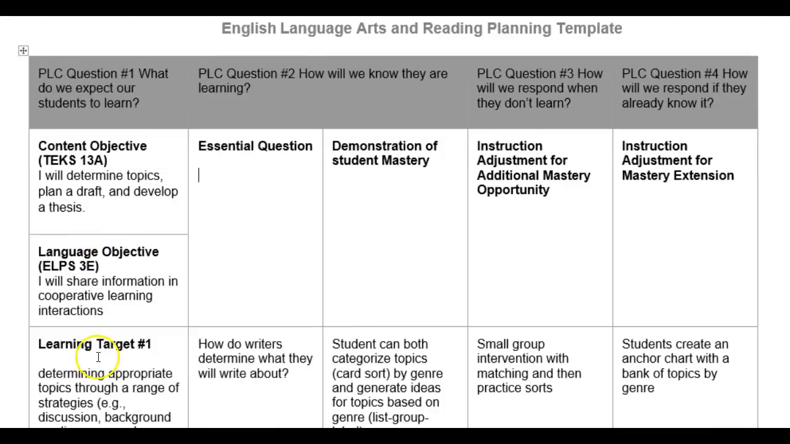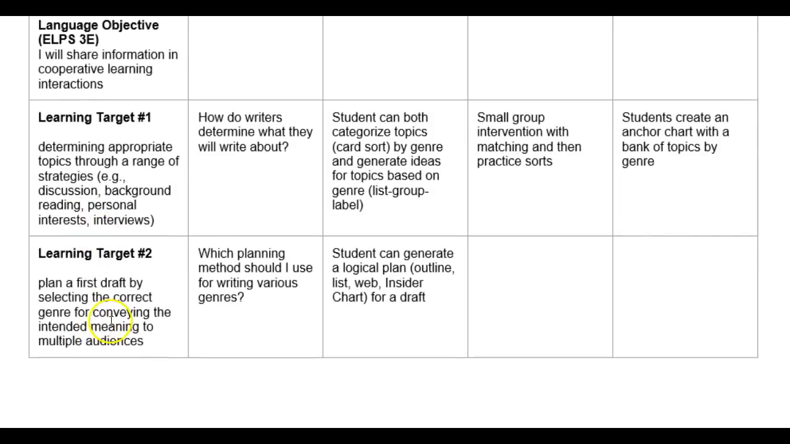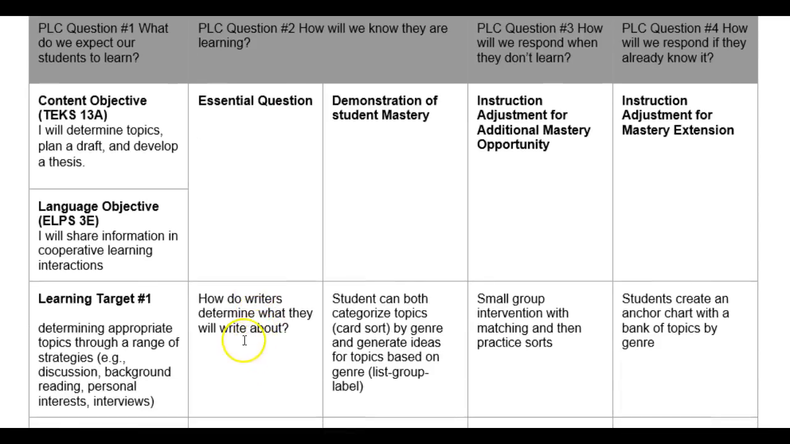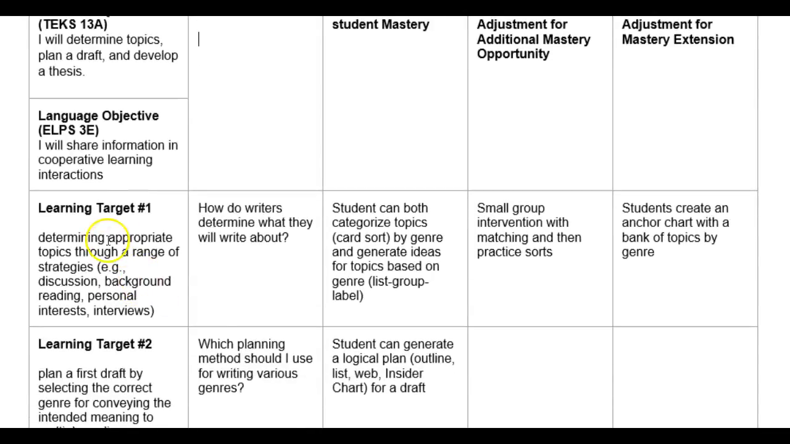After we've broken down our TEKS and generated our specific learning targets, we move across the chart to the second section, which relates to PLC question 2. We want to have essential questions that our students will address to demonstrate their proficiency or mastery as it relates to a specific skill. So for learning target 1, if students are determining appropriate topics, an example essential question might be, how do writers determine what they will write about? Responding to the question will lead them to revisit how they determine appropriate topics.